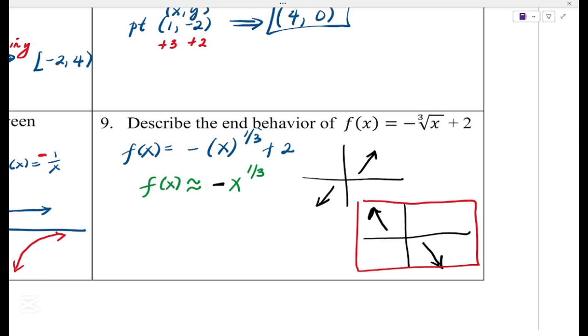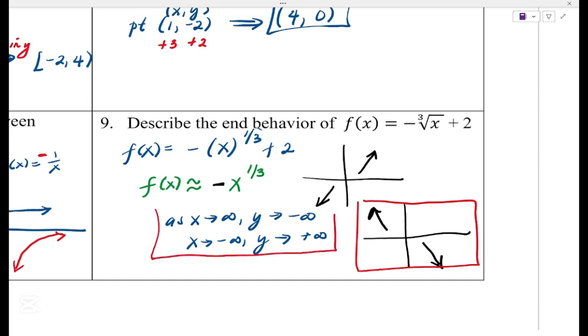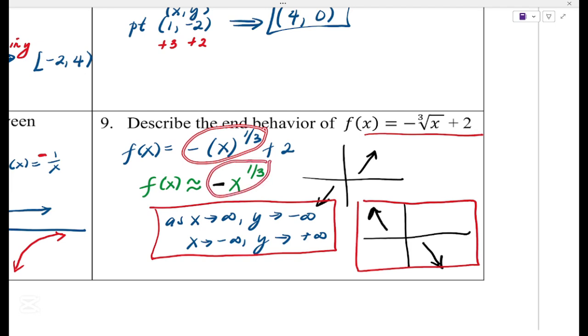Now, let us describe this end behavior. It means that when x approaches positive infinity, y is decreasing. So as x approaches positive infinity, y approaches minus infinity because it is decreasing. And then when x approaches minus infinity, y is increasing. It means y approaches positive infinity. So this is how you would describe this function. As we said here, you would just take the leading term. You can try also graphically if you want.